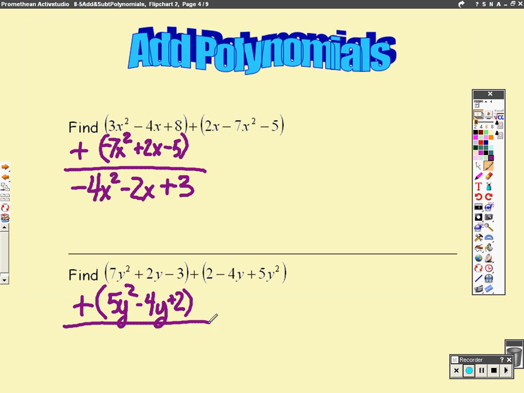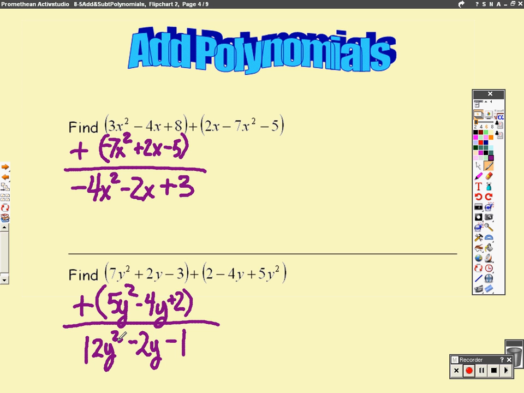And then I can very easily add, and I have negative 3 plus a positive 2, which gives me negative 1. I have positive 2y plus a negative 4y, which gives me negative 2y. And I have 7y squared plus 5y squared, which gives me 12y squared. Okay, very easy to do as long as you're careful with your integers.